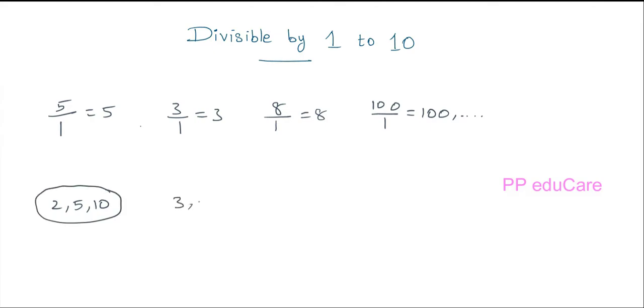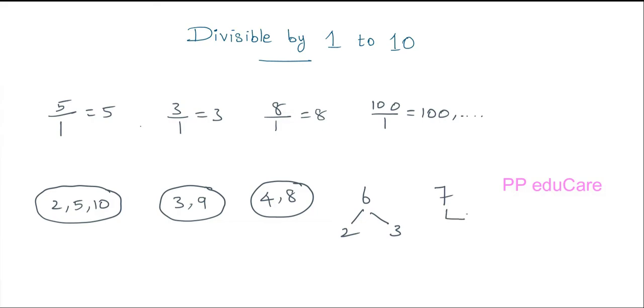Since 3 and 9 have the same kind of divisibility rule, put 3 and 9 into another group. Since 4 and 8 have the same kind of divisibility rule, put 4 and 8 into another group. And at last, consider the rest of the numbers, 6 and 7, as one group, as 6 has the divisibility rule of 2 and 3, and 7 has a completely different divisibility rule. Now let's have a look at the divisibility rule tables.